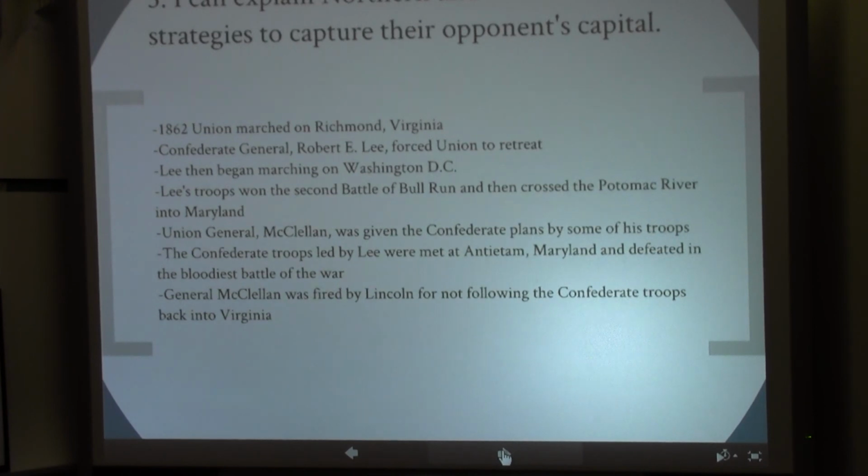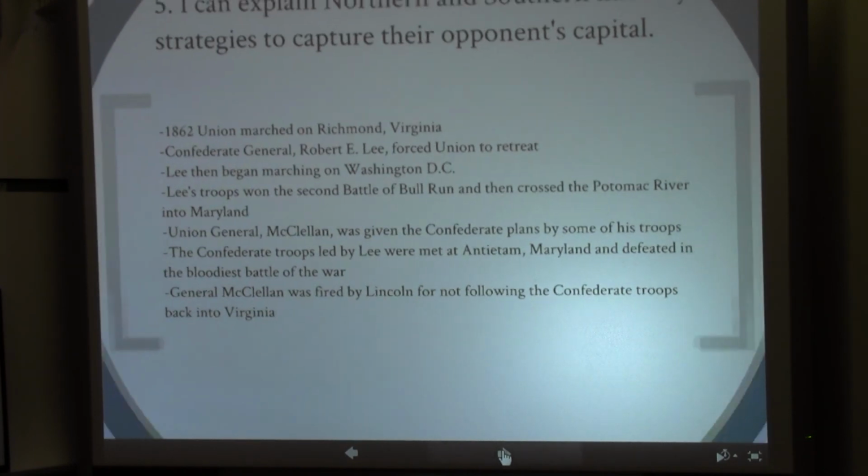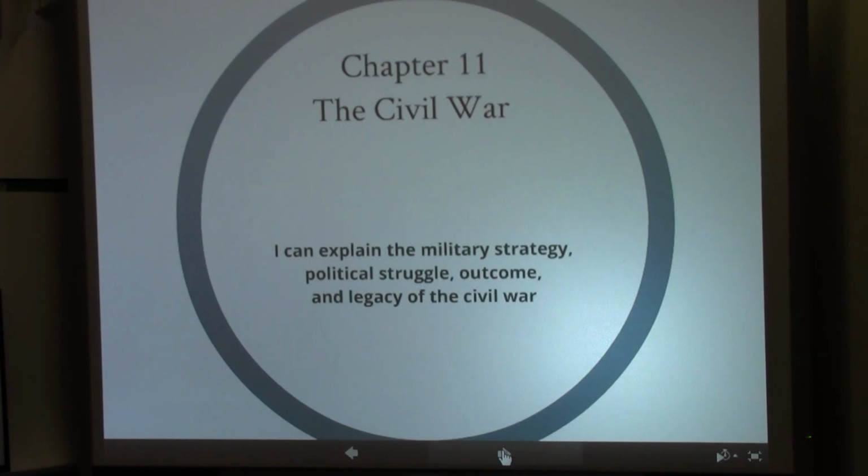Following that, McClellan was fired by Lincoln, and the reason that he was fired is he did not follow the Confederate troops back into Virginia. It's thought that had McClellan followed the Confederate troops into Virginia and taken care of them there, the war would have been shortened. In fact, the war could have been won at that point. And that concludes our preview for Section 1.